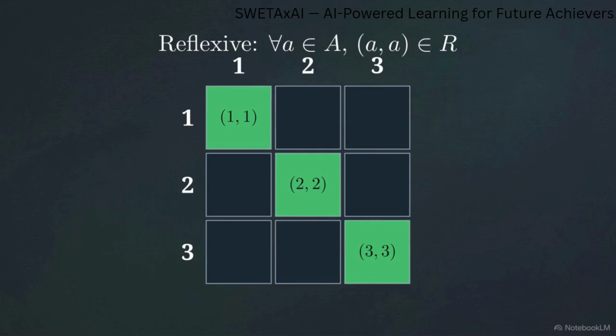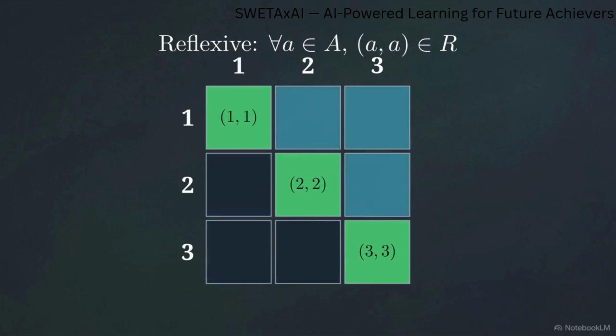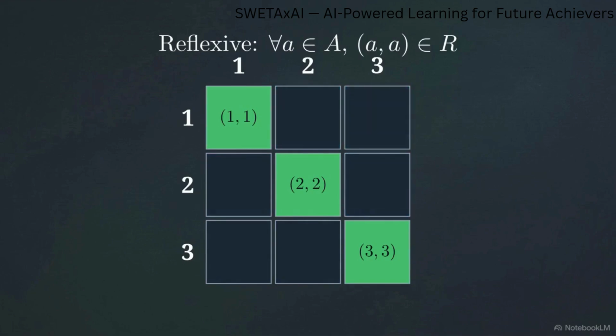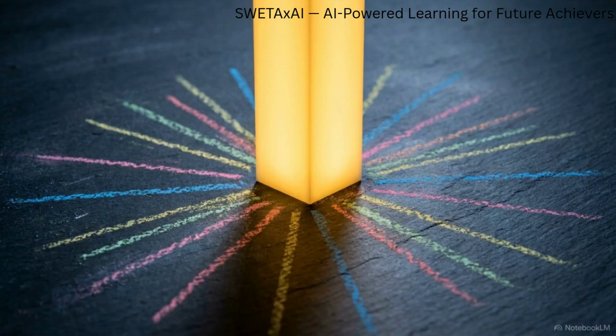The main diagonal, coordinates 1, 1, 2, 2, and 3, 3, must be activated. The off-diagonal cells can be turned on or off in any configuration, but this central diagonal spine is non-negotiable. The rule is absolute. If even a single self-pairing is missing, the entire relation fails the reflexive test. Reflexivity establishes a structural spine. It guarantees a baseline of self-identity before any external connections between different elements are made.